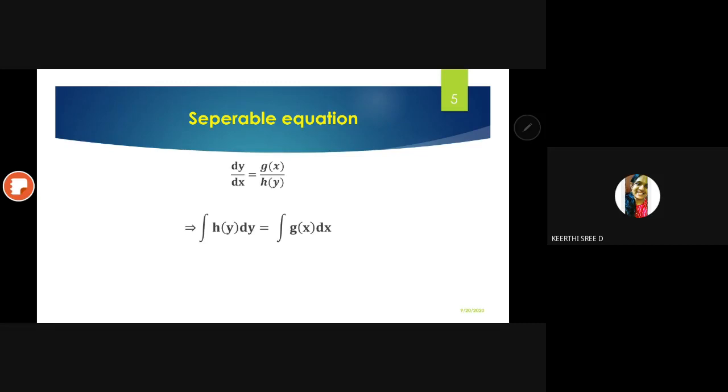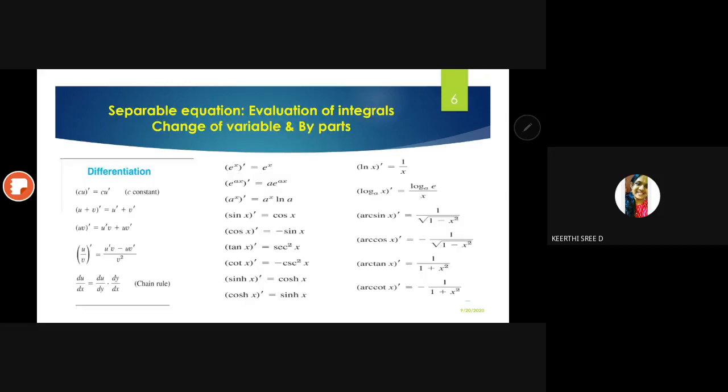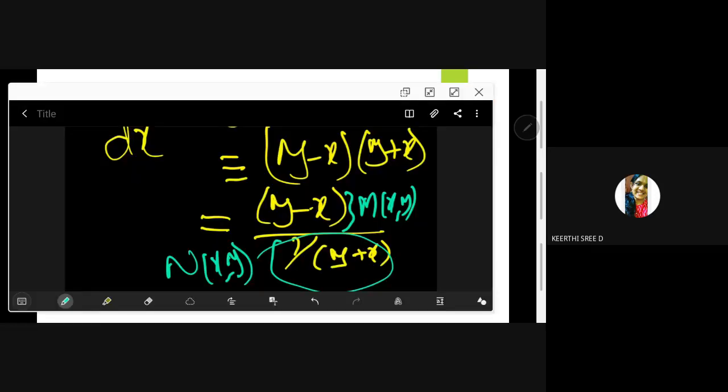The left hand side, the integrand is h of y, the integrating variable is y. In the right hand side, the integrand is g of x and the integrating variable is x. You need to integrate those things. So it is simple integration. When it comes to integration, how can you evaluate integrals? You have only two ways to evaluate an integral. You have two techniques only. What are those two techniques?